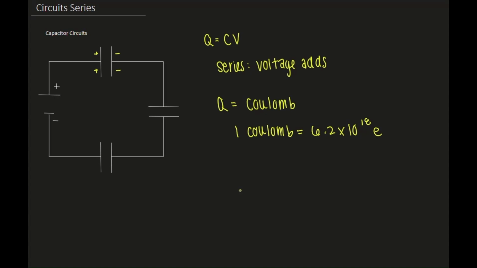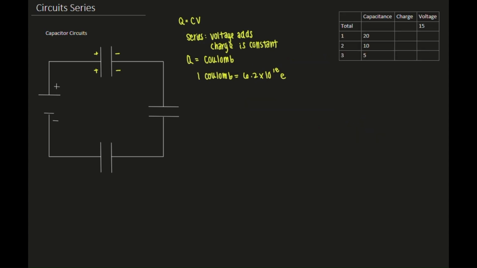So instead of dealing with current, as we did in resistor circuits, for capacitor circuits we are dealing with charges. And they react the same way as the current does for an in-series set. So in this case, for in-series capacitors, the charge is constant. We're going to look at a few examples to do essentially what we did before with the resistors. We're going to fill out a table here.